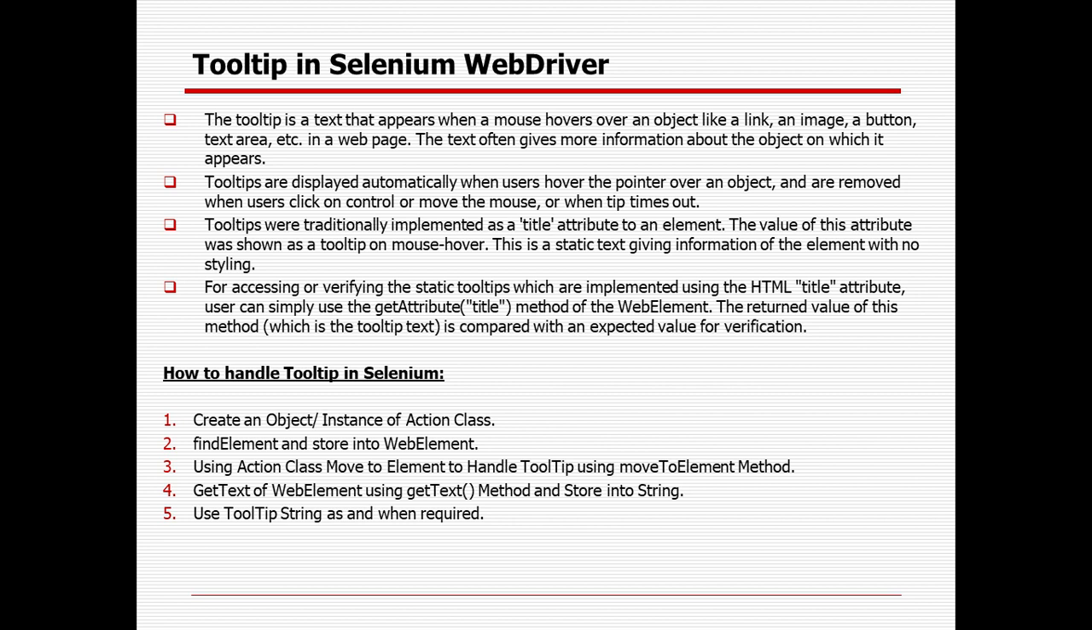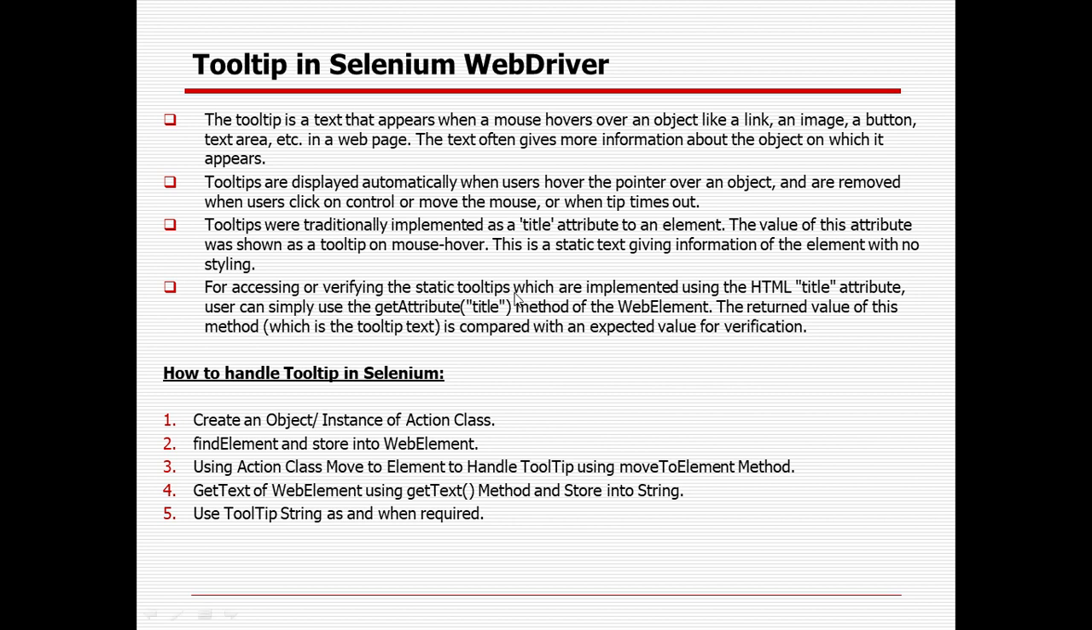In case you remove the mouse from the particular area, it will not be shown. I mean, if you remove the control or the tooltip times out, the text will not be displayed. Tooltips were traditionally implemented as the title attribute of an element. The value of this attribute was shown as a tooltip on mouse over. This is static text, so it will not change, giving information about the element with no styling. As it is static text, obviously you can get the text at any point of time. It will not vary.